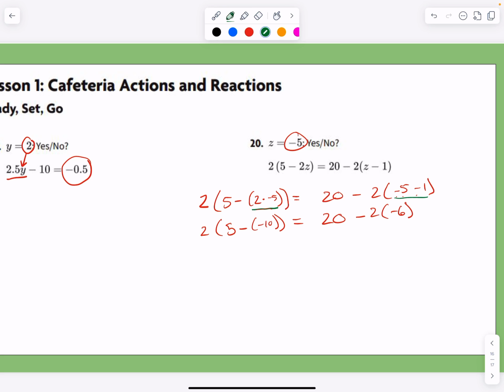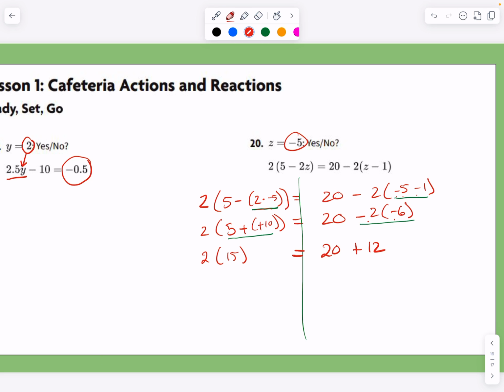Now my next thing I'm going to take a look at is I see another thing in parentheses, so I'm going to work on that there. And then I can work on this right here while I'm just, since I have them kind of separated anyways, right? So on the left side, we'll have 2 times 5 minus a minus 10. When I subtract the negative, I'm adding, so that becomes 15. And that's equal to 20 minus 2 times a negative 6, which is a positive 12.